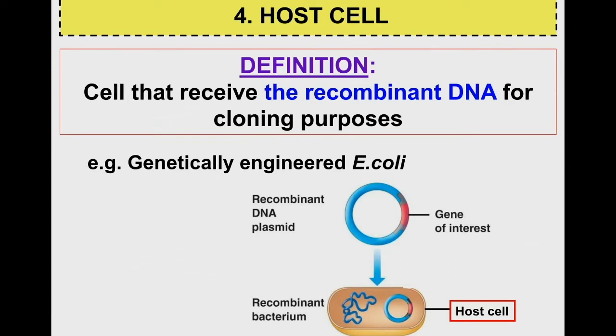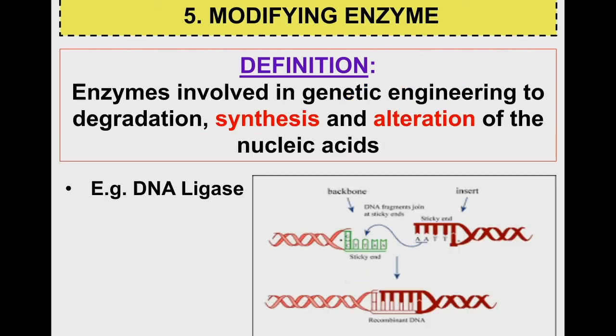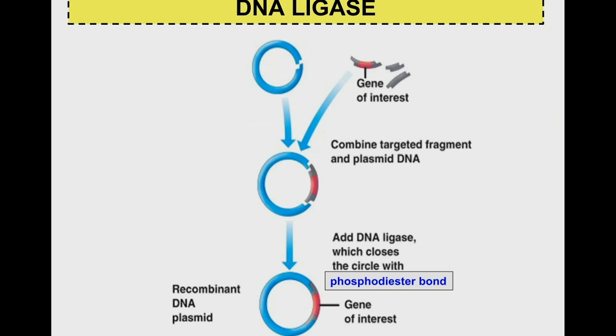The host cell is defined as the cell that can receive the recombinant DNA for the cloning purposes. And the last tool used is modifying enzyme. Modifying enzyme can be defined as enzymes involved in genetic engineering for degradation, synthesis, and alterations of the nucleic acid. The example of modifying enzyme is DNA ligase.